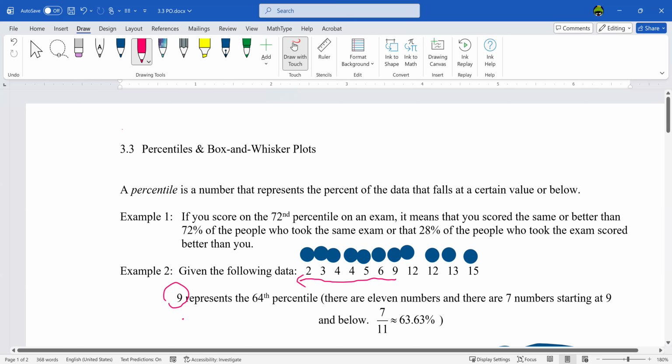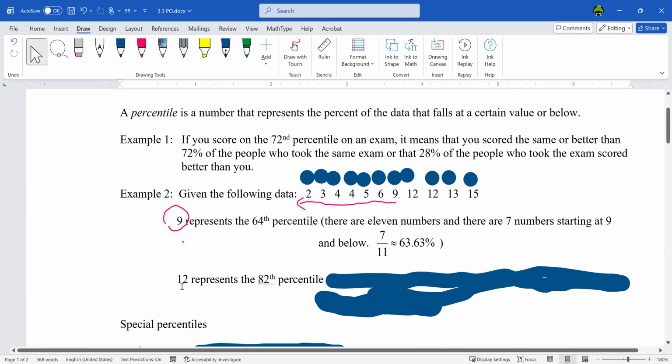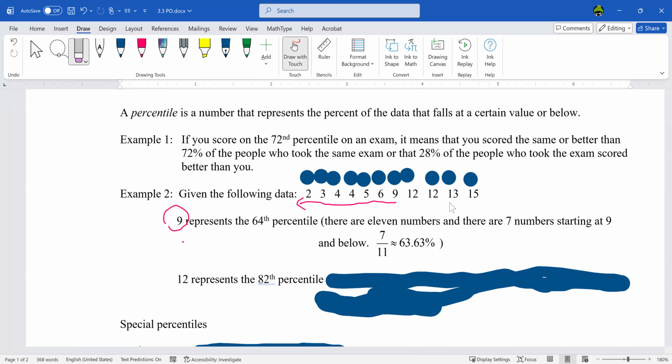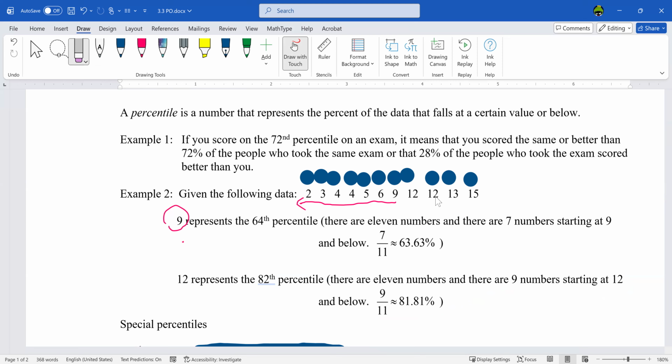To go through another example like that, the 12 represents the 82nd percentile. Once again, now I'm dealing with the number 12. I still have 11 pieces of data, but if I count how many are 12 or below, 1, 2, 3, 4, 5, 6, 7, 8, 9, 9 out of the 11 are 12 or below. That's roughly 81.81%. Round that to the nearest whole number. That's how I got the 82nd percentile for the number 12.